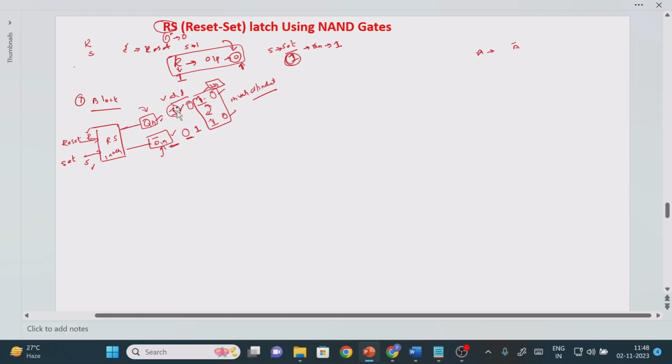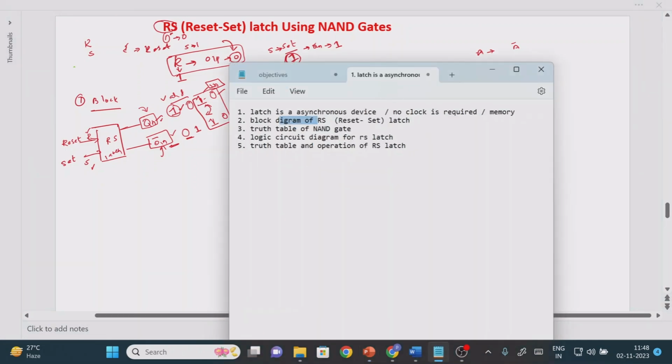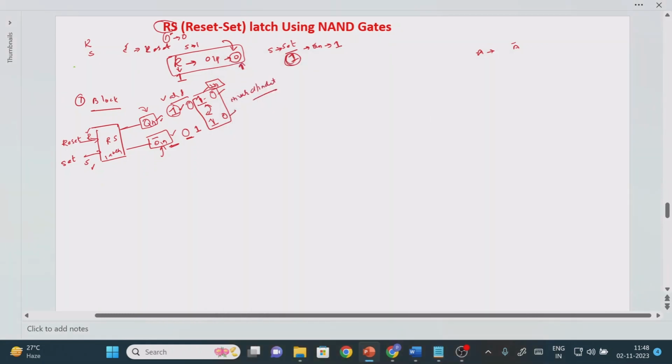Once the block diagram representation is completed, what is the next step as per our objective? First we will see the truth table of the NAND gate representation. Why? Because NAND gate representation means we are trying to implement the logic circuit diagram by using NAND gates, right? So for that reason I am going to consider the truth table for the NAND logic gate. I am going to take two input values, and the output value, let it be Y.